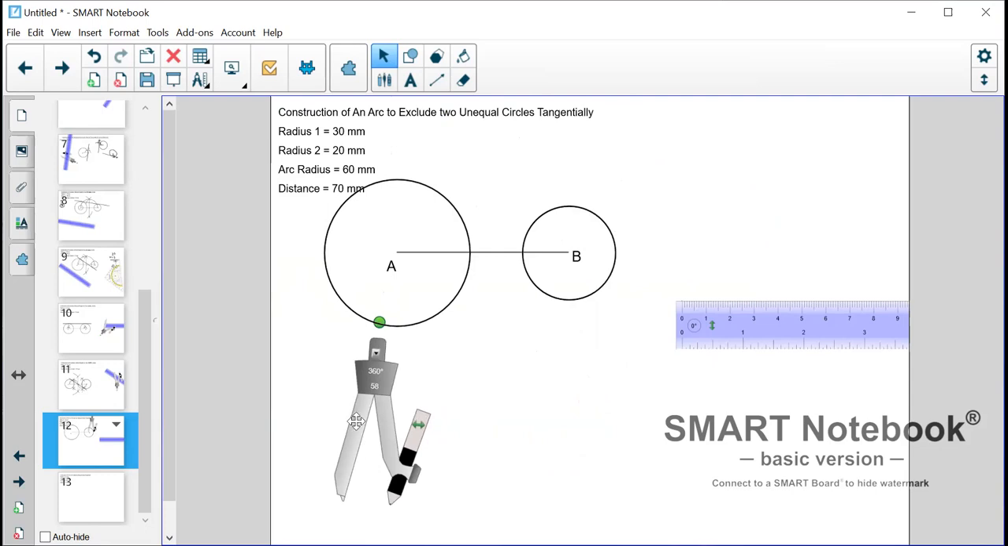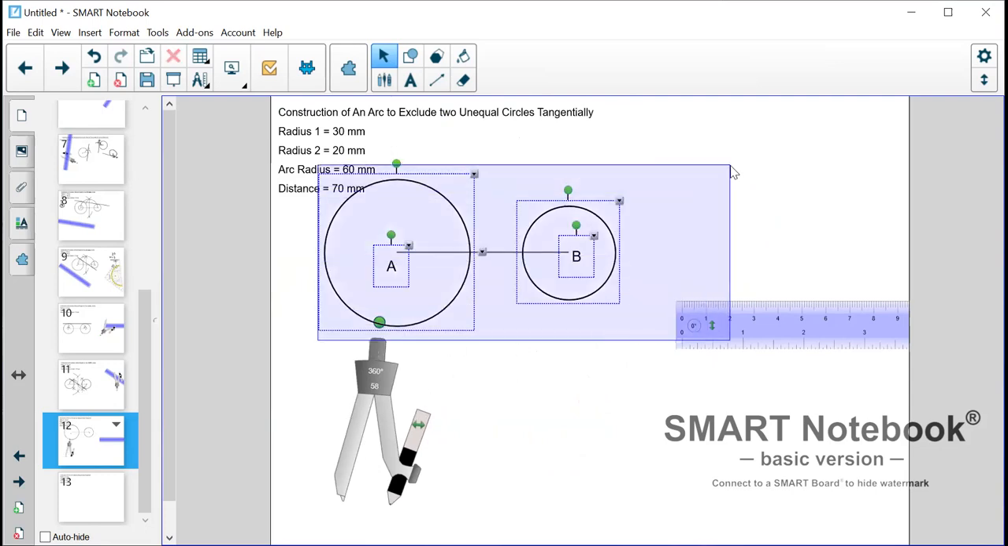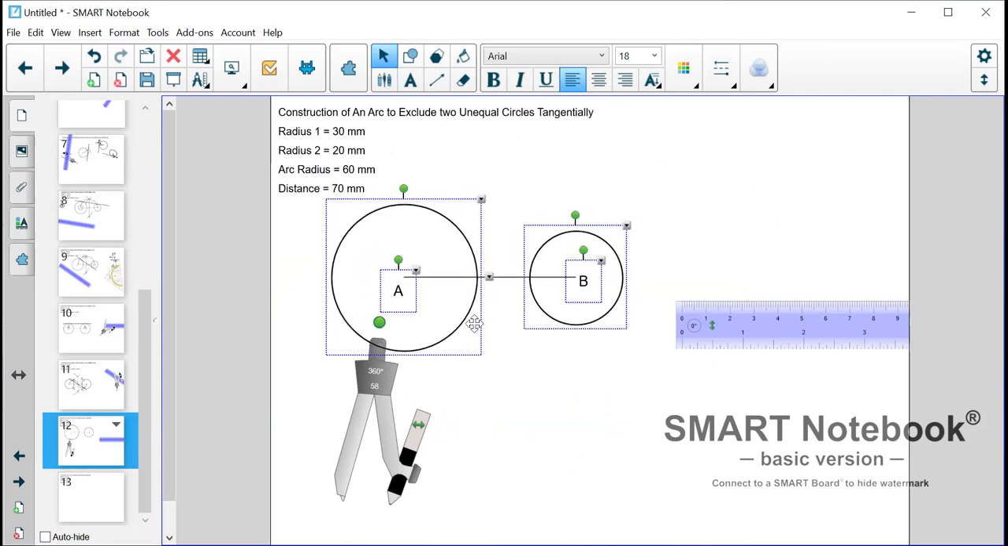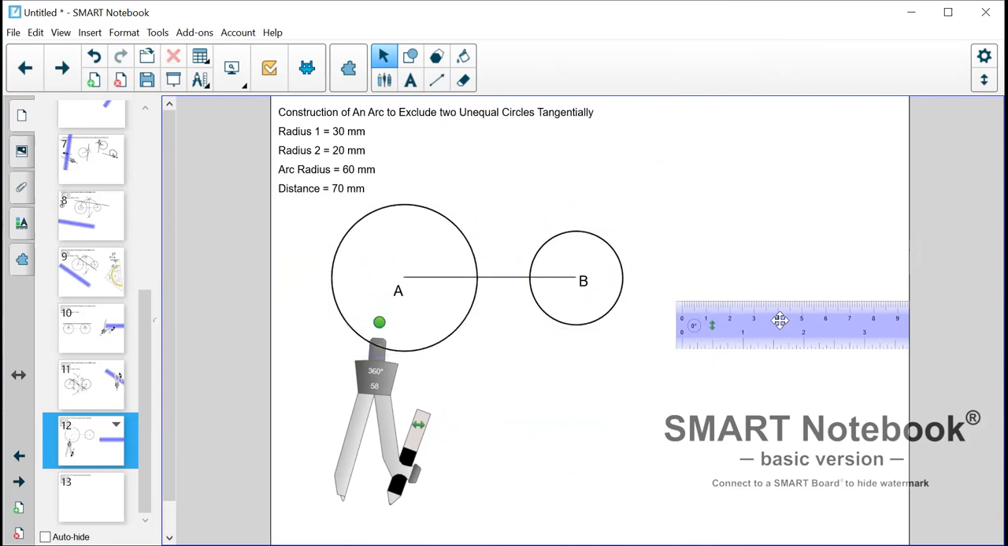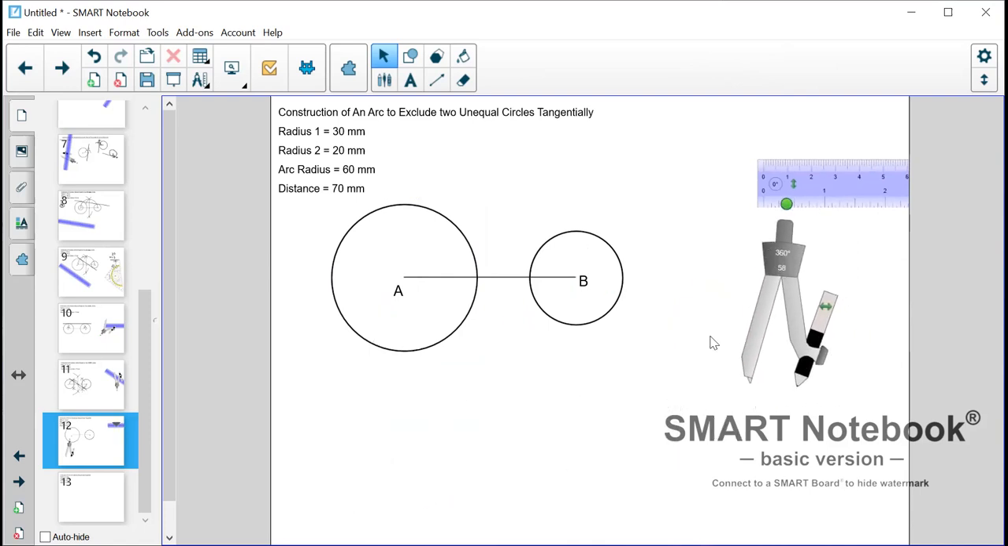Good. Now what we need to find next is the actual center for the arc that we want to draw. Remember, I said earlier, an arc is just a portion of a circumference of a circle. So the arc itself, and by extension the circle, has a center. So we need to find that center. Now the radius of the arc is 60. So we need to cater for a distance that would allow us to draw that arc that will touch these two circles.